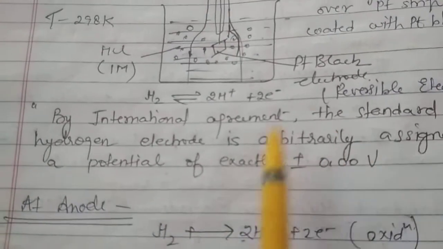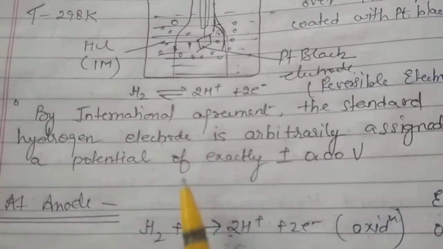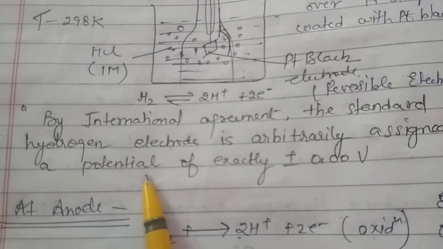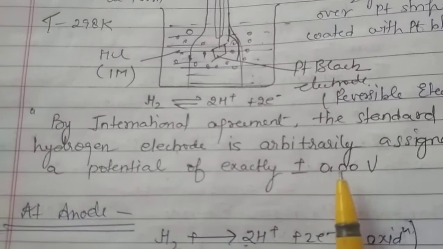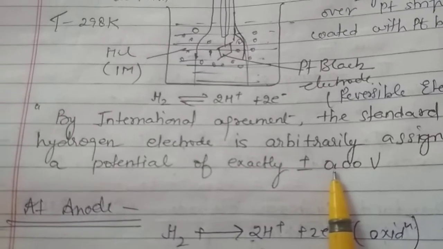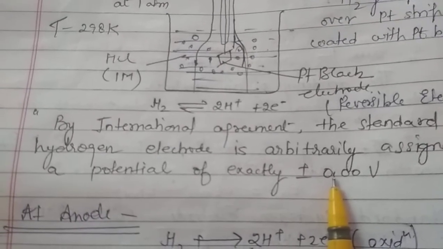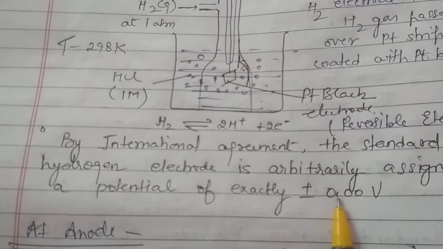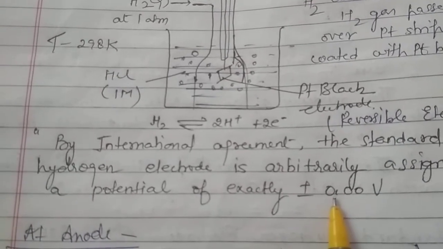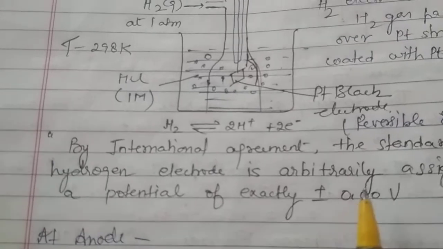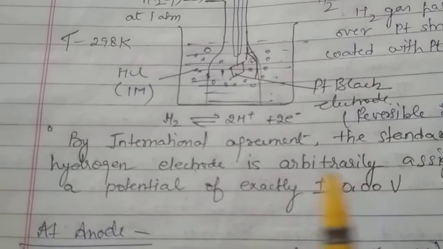So now, by the IUPAC system, the value is arbitrarily fixed as 0.00 volt, with respect to which we can measure the electrode potential of any other electrode. That is not an exactly calculated value. Arbitrarily, that is being fixed.